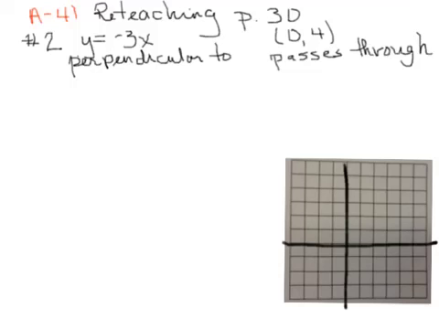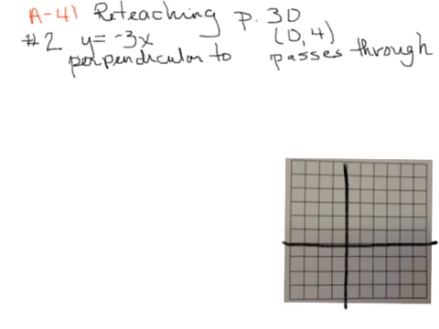So I'm doing reteaching page 30. We're talking about perpendicular and parallel lines. In this case, I'm going to find an equation of a line both perpendicular to and parallel to y is equal to negative 3x, and it passes through the point 0, 4.